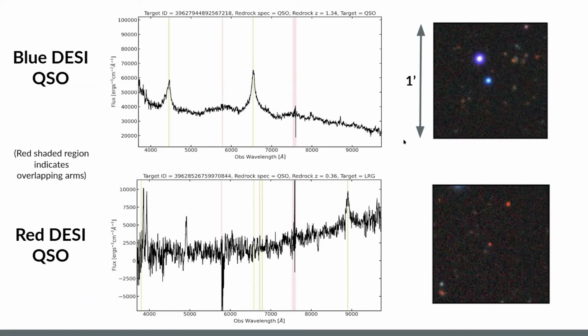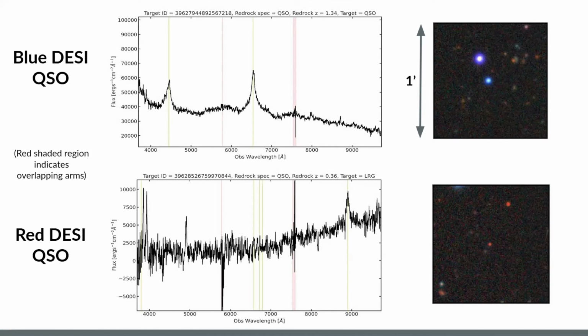The top here is a DESI blue quasar. You can see in this optical image that it's got a very blue point source. And down here is one of my red quasars. You can see the very red continuum, but you still see these broad lines, and in the optical image it appears very red. So we hope to do a lot of future analysis on a larger sample of DESI red quasars.